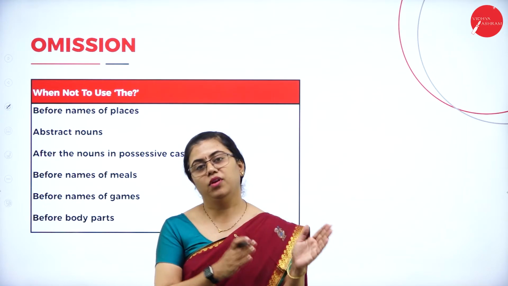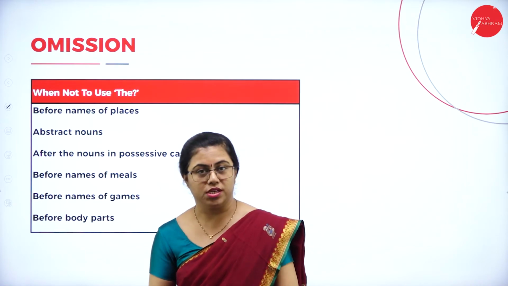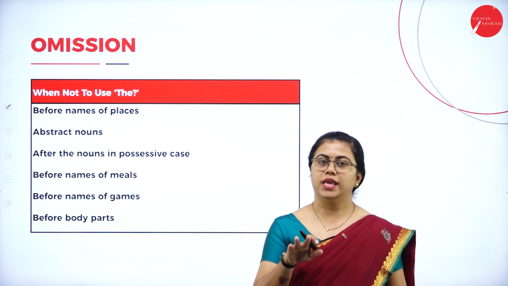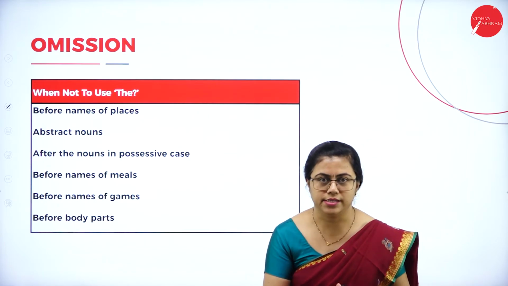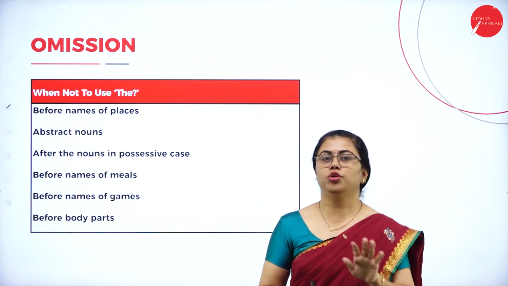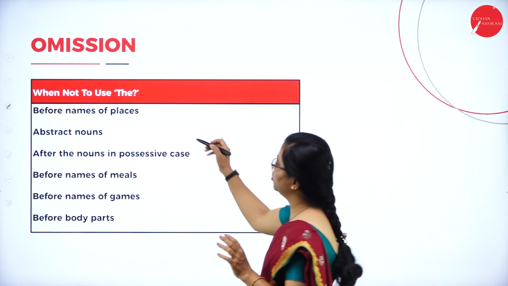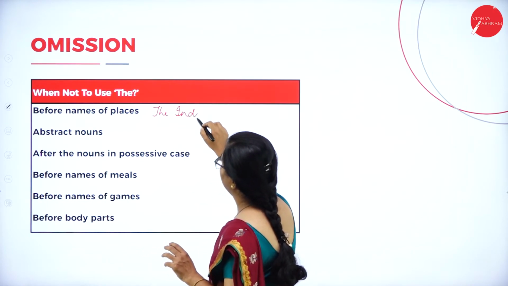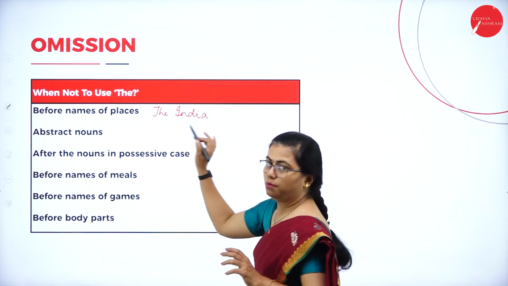So till now we understood where to use it. Now we will understand where not to use it. Where not to use it is very important for us to understand. So how do we do this? Before names of places, you don't use it. Do you say the India? No, right? You don't use it before places.